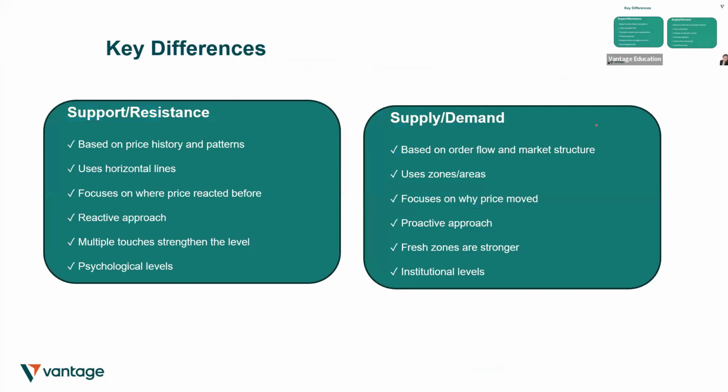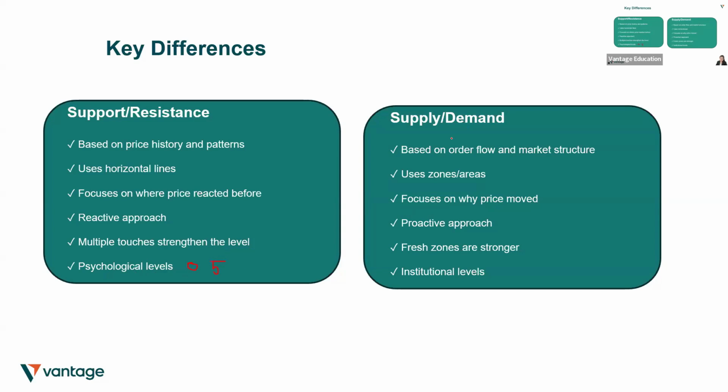Now I'm going to talk about the key differences. For support and resistance levels, basically they are based on price history and pattern. You can use horizontal lines focused on where price reacted before. It is a reactive approach, and multiple touches strengthen the level. Psychological numbers are whatever ends with 0 and ends with 5.